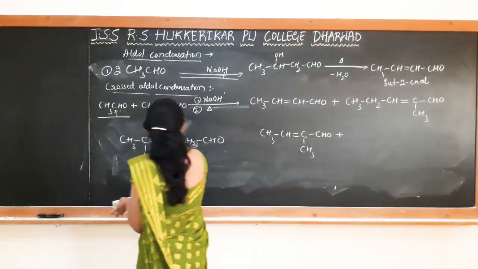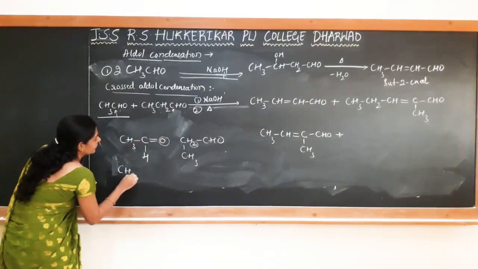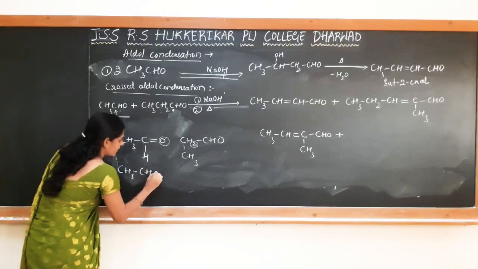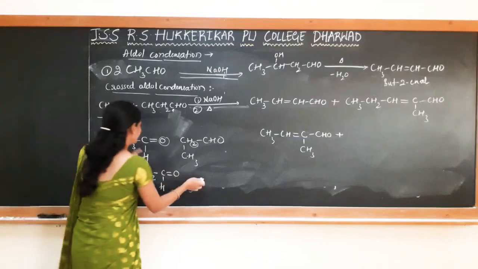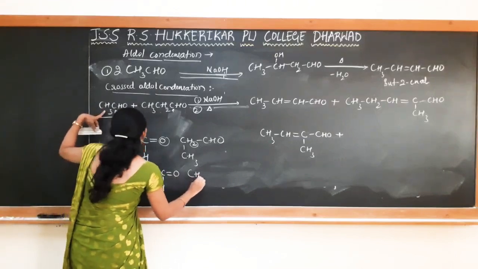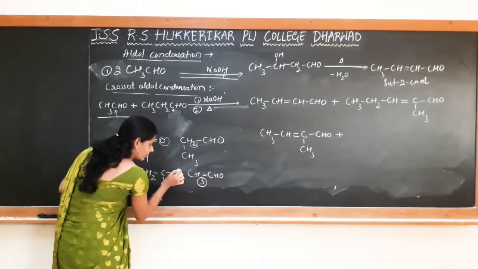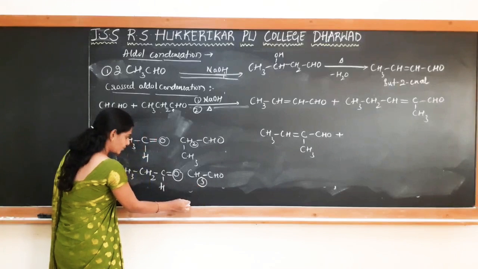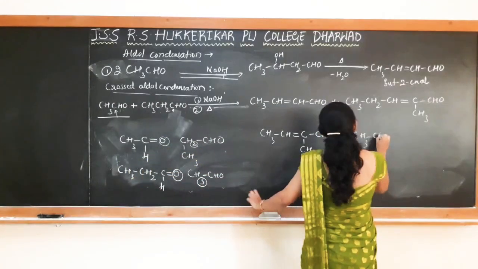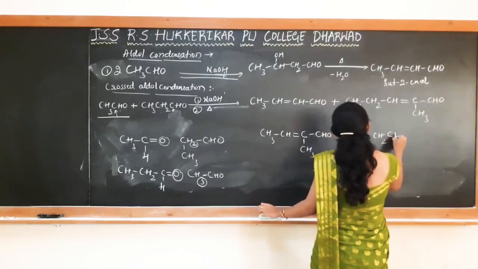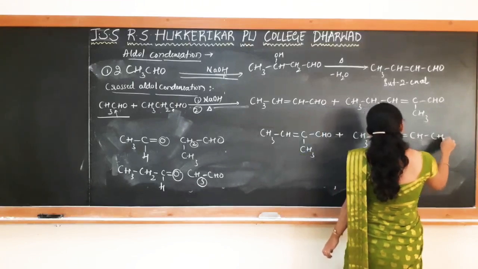Another case is where this one is taken as a substrate. So CHO. This is the substrate now, and the reagent is this one. So CH3, CHO. So 2 hydrogens from here, oxygen from here goes out as H2O. So I will be getting the product as CH3, CH2, CH, double bond, CH, CH2, CHO.